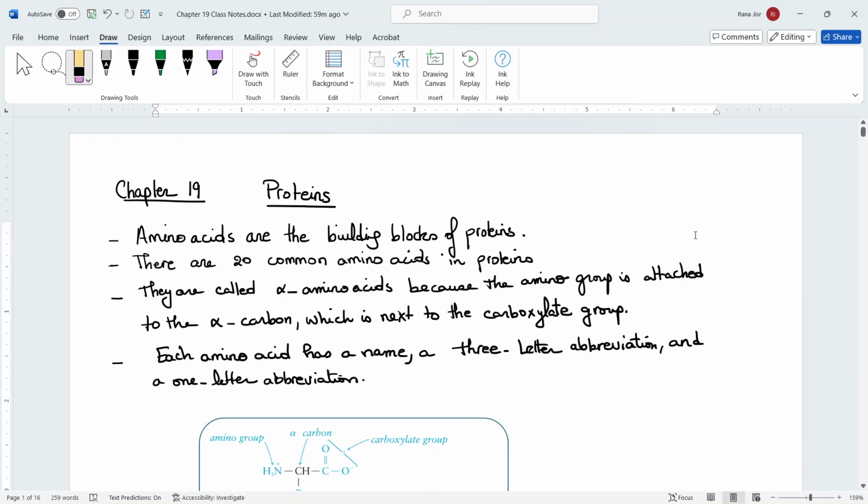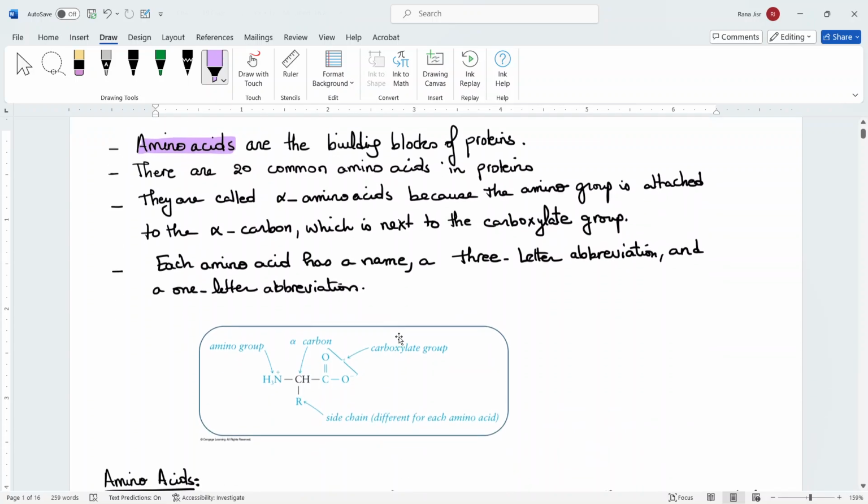In this chapter, we will talk about proteins, their properties, their structure, and their composition. So to start, proteins are made up of amino acids. And there are 20 common amino acids, and we call them alpha amino acids because if you look at the structure, the amino group is attached to the alpha carbon.